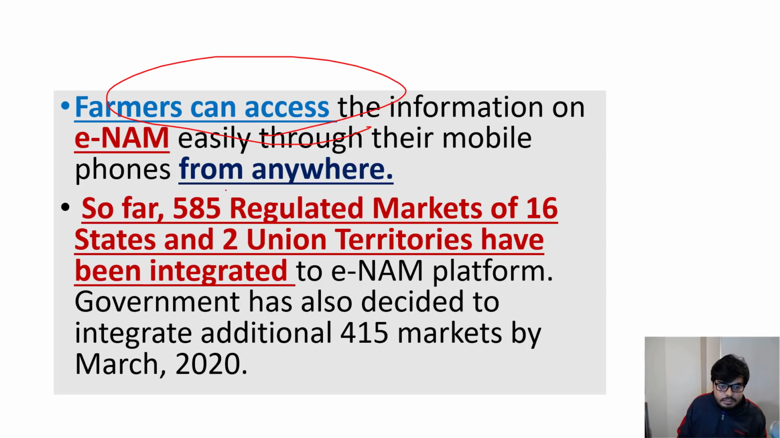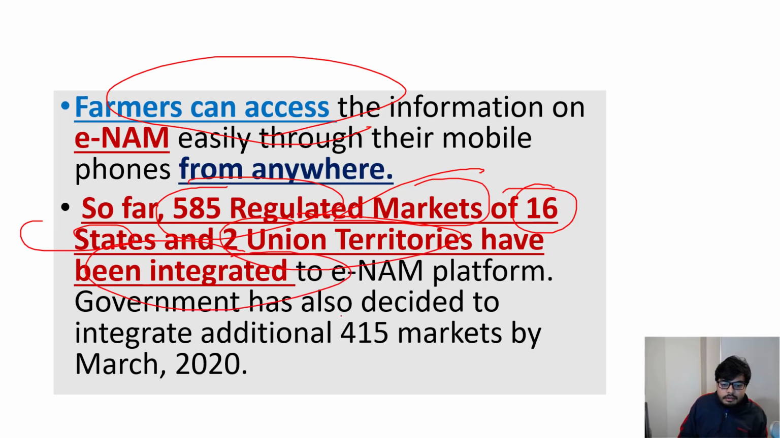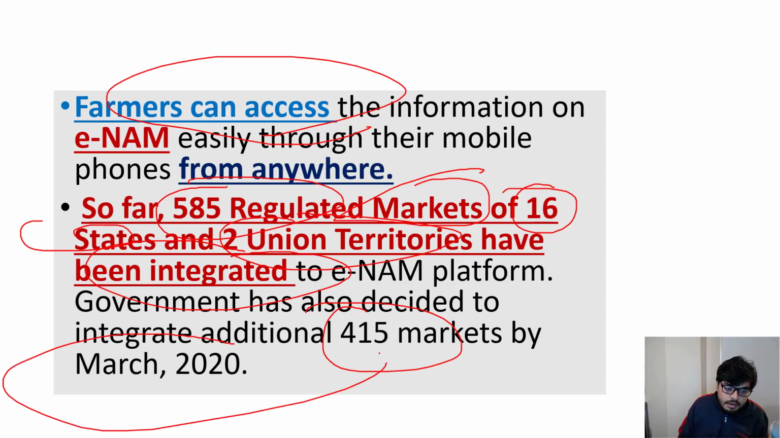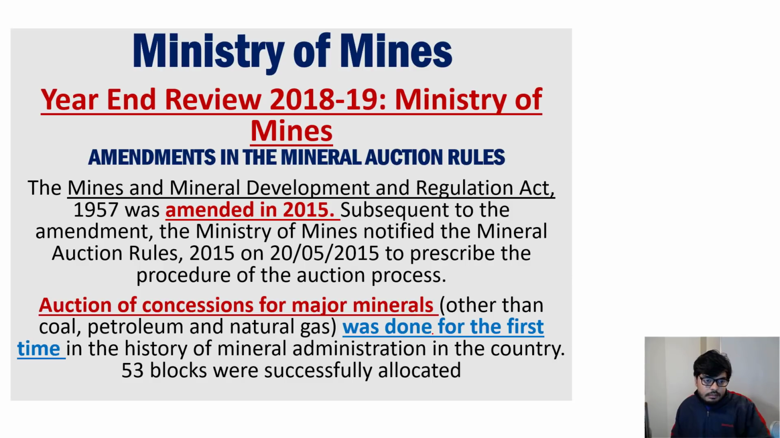And so till now 585 agricultural markets, which are regulated markets in 16 states and 2 union territories, are integrated. Okay, and 415 will be additionally integrated till March 2020. Okay, so till now only 585 are possible. Additional 415 will be added in the near future till 2020.